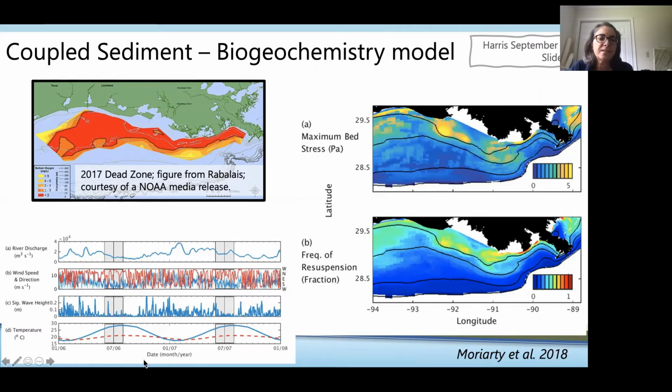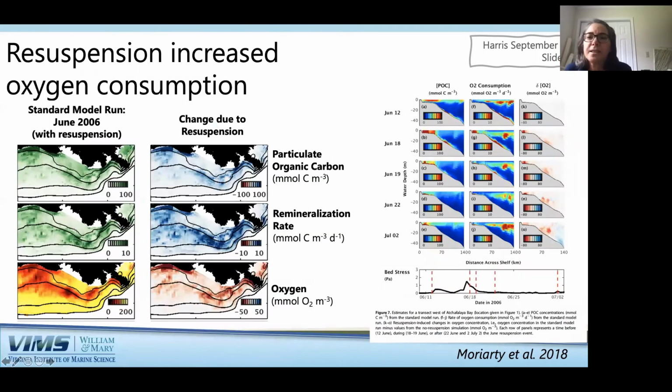The left-hand side is the forcing time series. So Julia Moriarty ran the model for about a 2-year time period and analyzed the model results during the summer when hypoxia is at the peak. The right-hand panel on the top is the bed shear stress calculated by the model, and the bottom panel is the frequency of resuspension. So we see that in the area where we tend to have hypoxia, we have a decrease in resuspension.